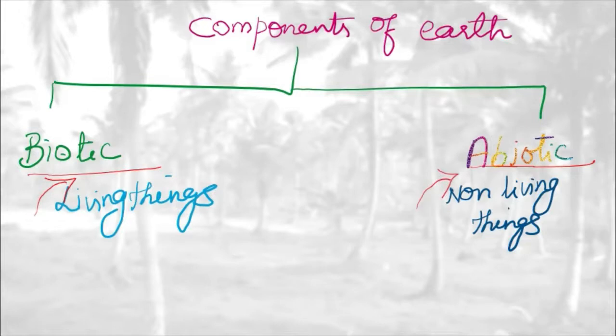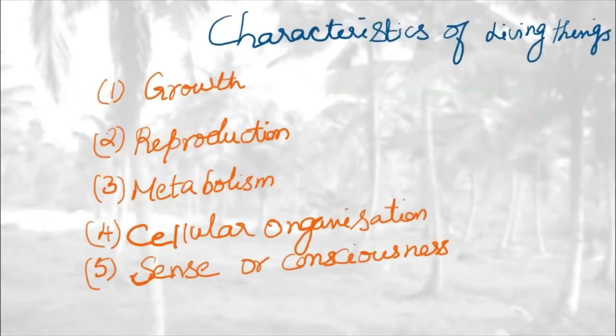When we look at our surroundings, there is a mixture of living things and non-living things. Let's focus on living things. How are living things different from non-living things? What are the basic characteristics? There are 5 basic characteristics of living things: growth, reproduction, metabolism, cellular organization, and sense or consciousness.